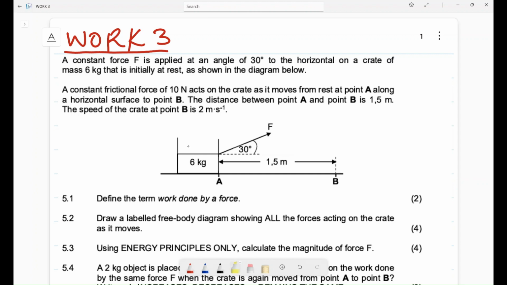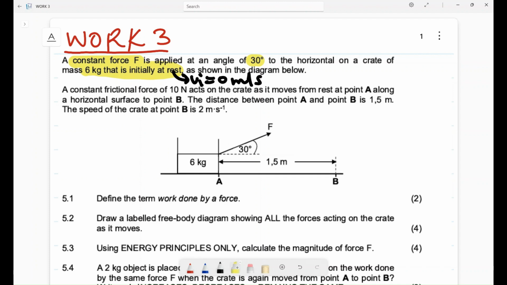So we are told that a constant force is applied at an angle of 30 degrees to the horizontal on a crate of mass 6 kg that is initially at rest. Very important: initially at rest. Remember what does initially at rest tell us? It tells us that the initial velocity is 0 meters per second. That's the information we are given.